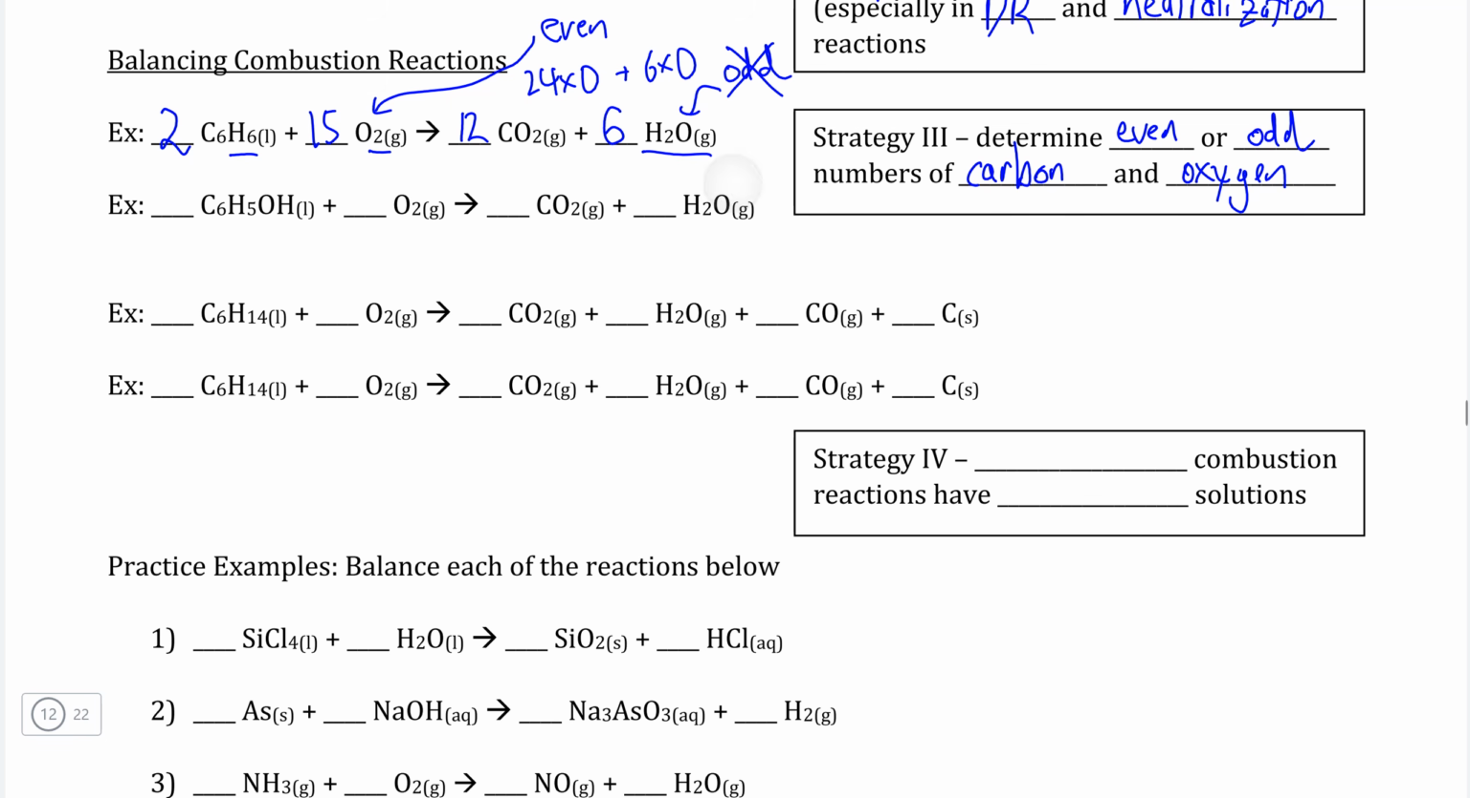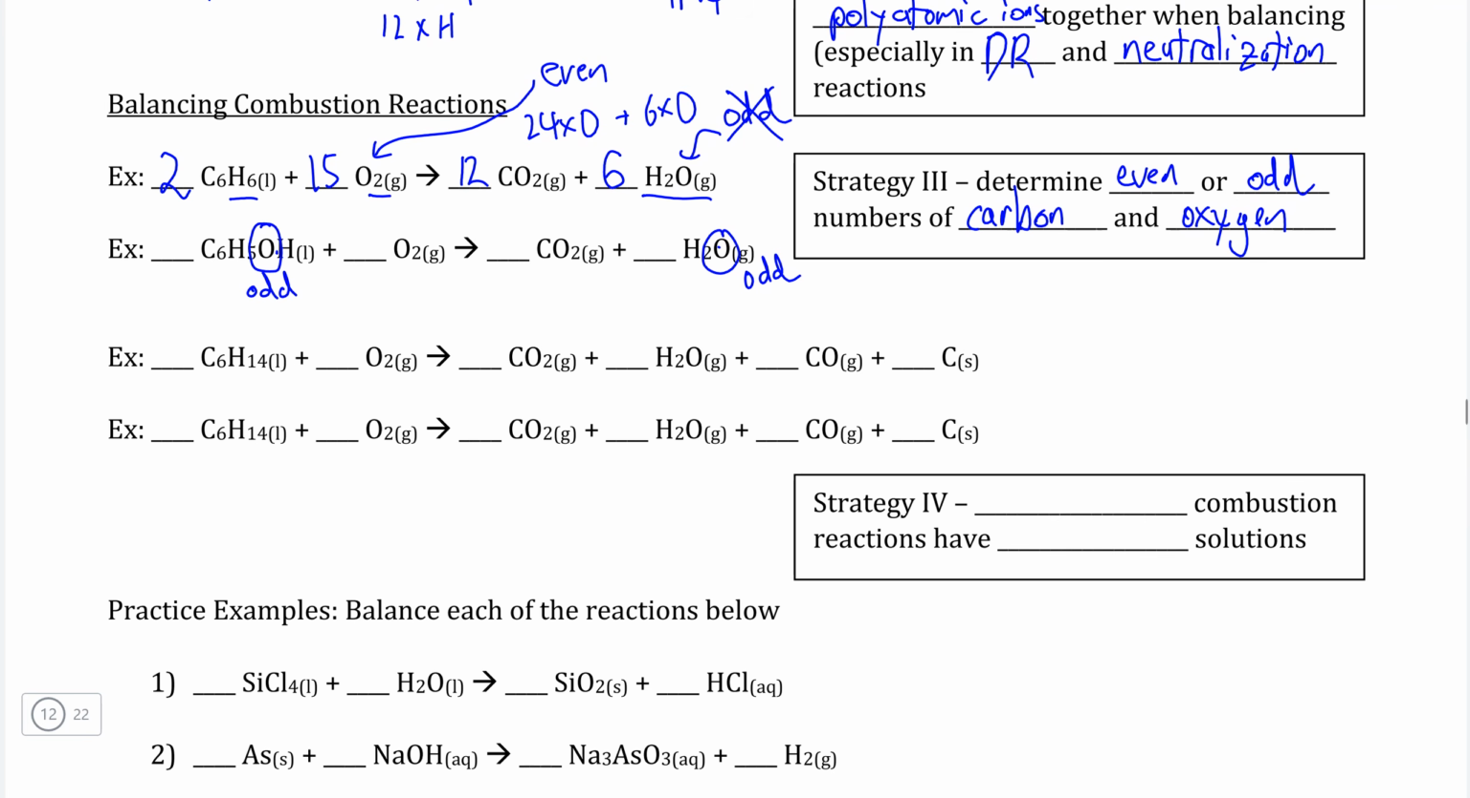Now, if we compare this algorithm for solving balancing of combustion reactions with the second equation here, we can see that we can actually get an odd number of oxygens on each side, because now, since our organic compound has an oxygen in its structure like this, we can actually have an odd number of oxygen on both the reactants and the product side, which should make balancing more straightforward.